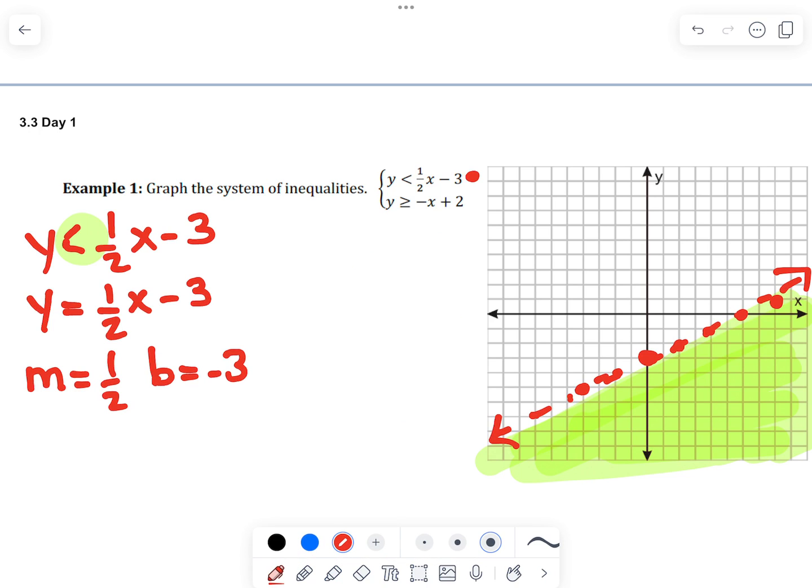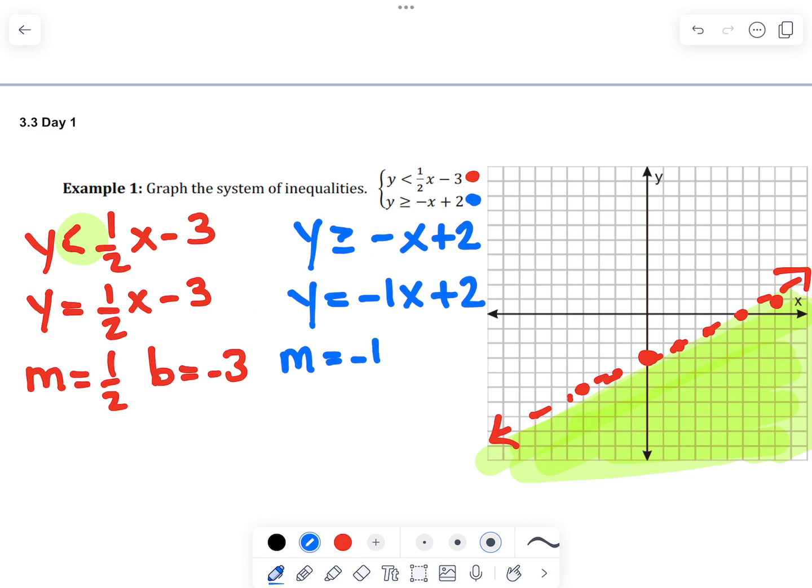All right, now let's graph the second inequality: y greater than or equal to -x plus 2. I'm going to change that to a linear equation, -1x plus 2. We identify the slope, -1/1, and the y-intercept is 2. So we're going to graph the line and find those ordered pairs. We go up 2 on the y-axis, and then our slope is -1, so we go down 1, right 1, down 1, right 1, and so on.